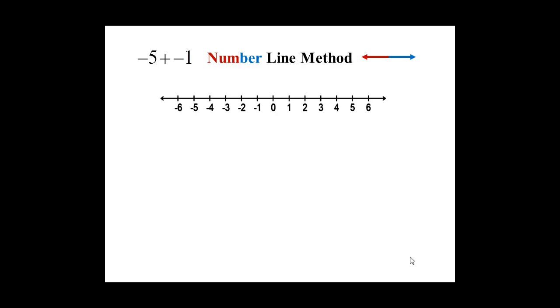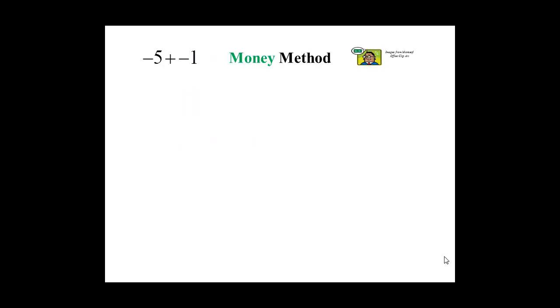We will add the numbers -5 plus -1 using a number line. The first number, -5, tells us where we will start. Then we will move -1. So we're adding -1 to -5. To add -1, we move to the left, one space. So -5 plus -1 equals -6.